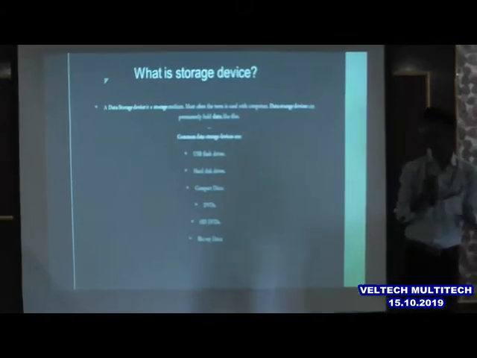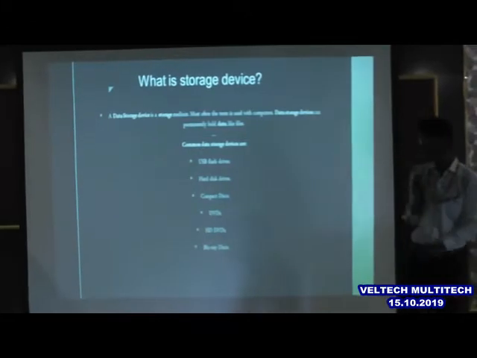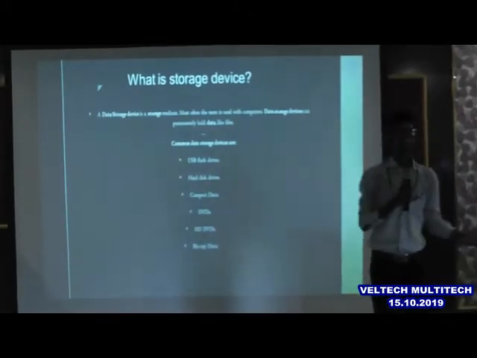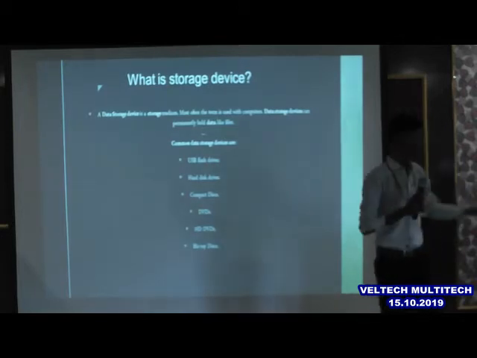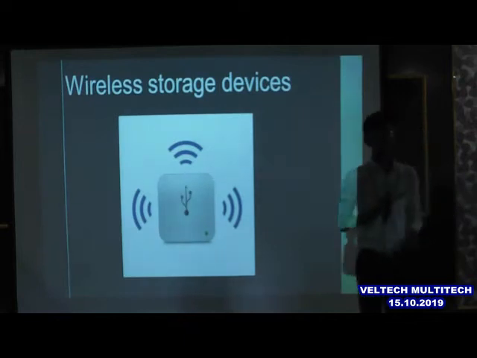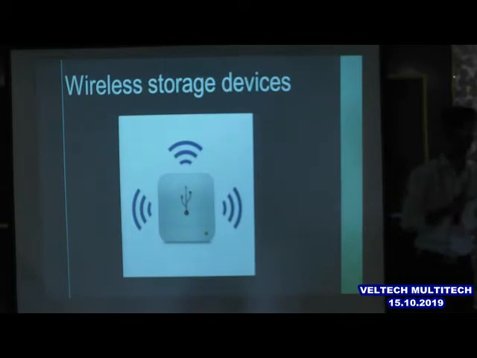So external storage devices are like USB flash drives, hard disk drives, compact disks, DVDs. These are the common types of external devices. So coming to wireless storage, in recent years wireless storage has become more viral and everybody wants to use it. We already use cloud storage, where we access our files through the internet.